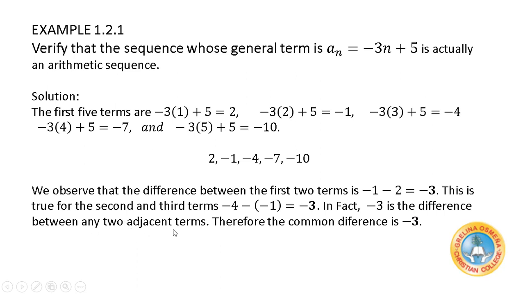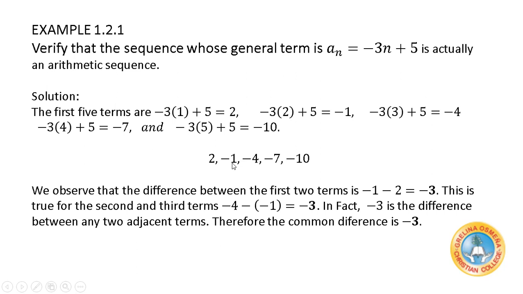When we say adjacent, ang iyang tapad nga term. So, dili ka pwede mag-subtract og negative 4 minus 2. So, ang iyang tapad, negative 1 minus 2, negative 4 minus 2. Dili po negative 1 minus negative 4. So, dili na mao. Mag-start ka sa dere.